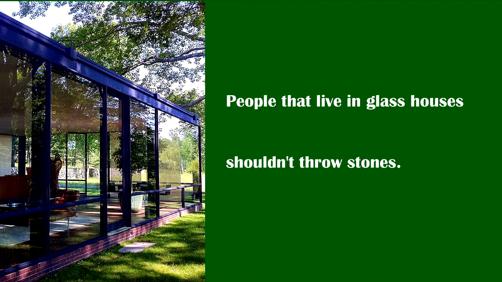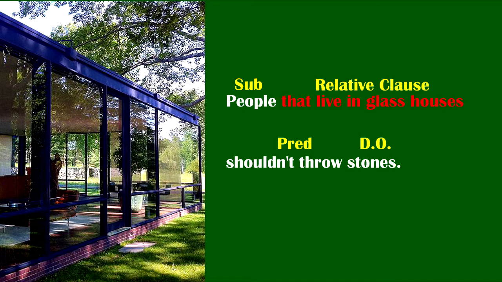Okay, let's take a closer look at this sentence. Well, the simple subject is obviously people, and the simple predicate is shouldn't throw. And stones is clearly the direct object here. But then we have that live in glass houses. It's a relative clause. Relative clauses function like adjectives and come immediately after the word they modify. In this case, that live in glass houses modifies people.